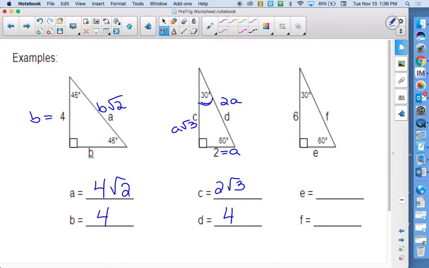Okay, so then the third one, same type of problem, except, Brandon, we know the side across from the 60 is 6. But because it's 30, 60, 90, that's equal to A times the square root of 3. This side is supposed to be A, this side over here is 2A. What do you have to do to find the other sides?